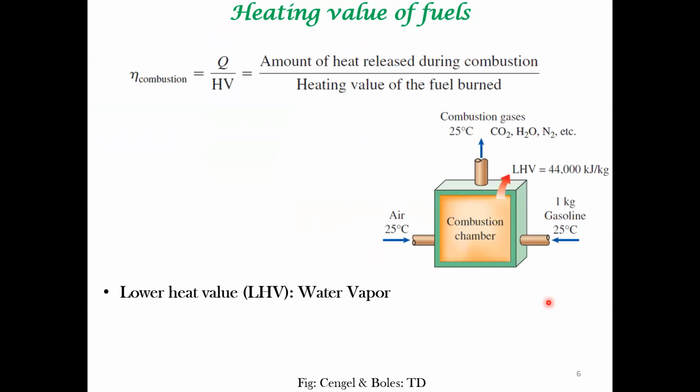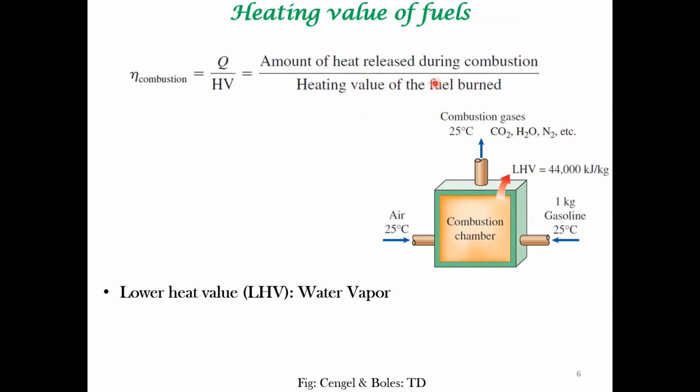There is a conceptual issue with respect to heating values of fuel, and here I will elaborate on this issue. There is a hydrocarbon which is mixed with gas, and combustion occurs. Heat is generated, and the products of this combustion are CO2, H2O, and N2. This N2 comes from air. So what is the output? The amount of heat released during combustion is your output. What is the input? The heating value of the fuel burned.